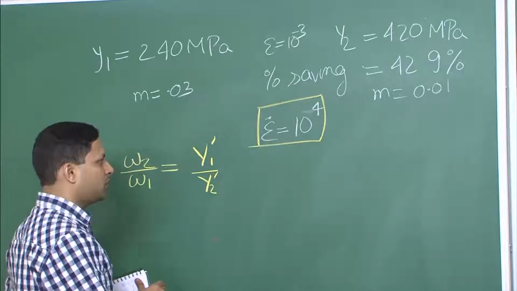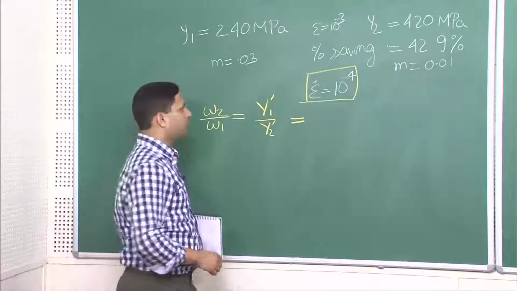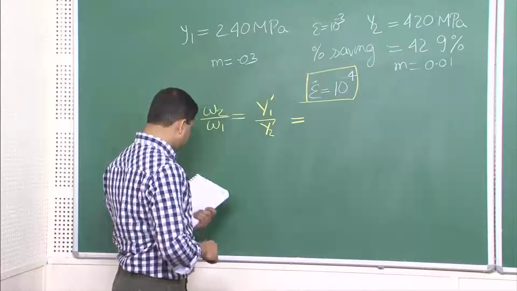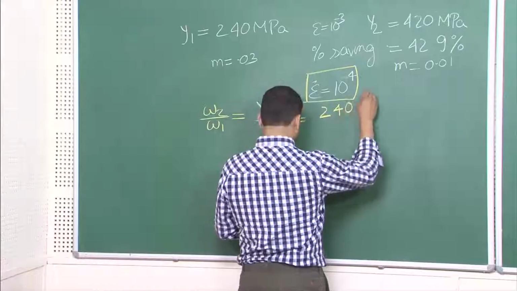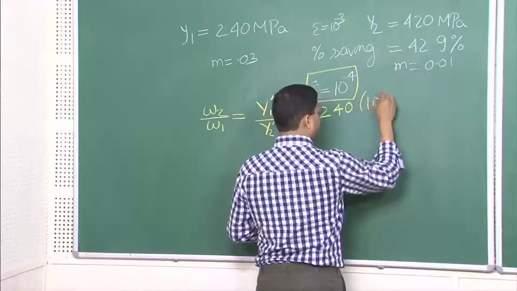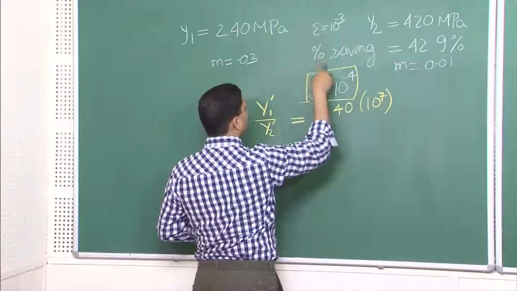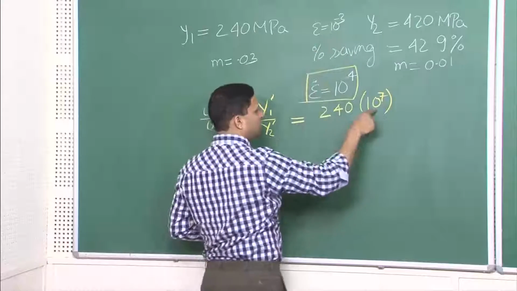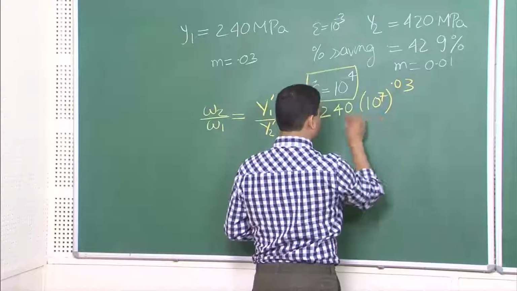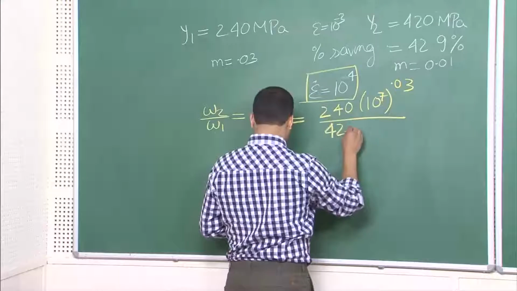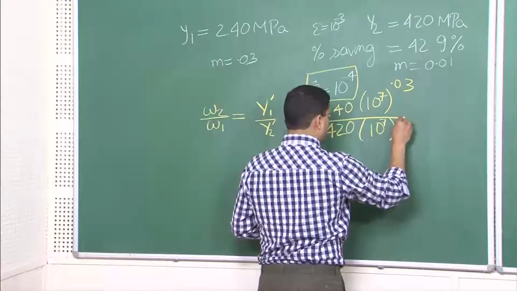You have to just use that equation, y equal to c times strain rate to the power m. We already know the m value. Now, if you put these together, you would see it comes out something like this. This 10 to the power 7 is basically 10 to the power 4 divided by 10 to the power minus 3. So, this is the ratio, 10 to the power 7 to the power 0.03, divided by 420, again 10 to the power 7 to the power 0.01.